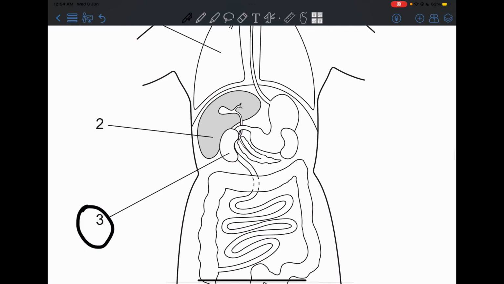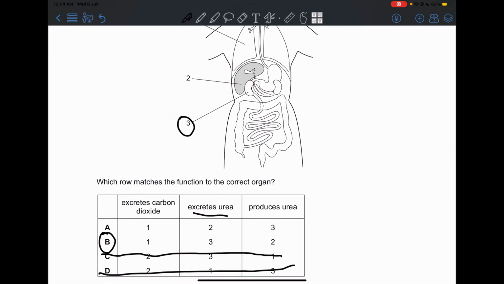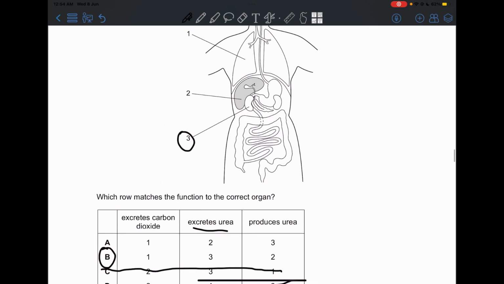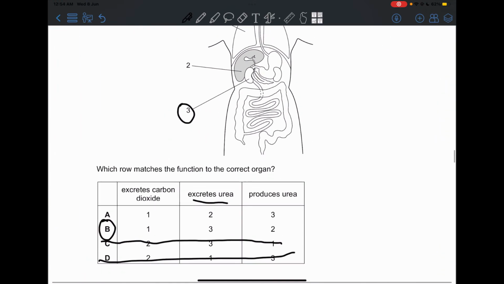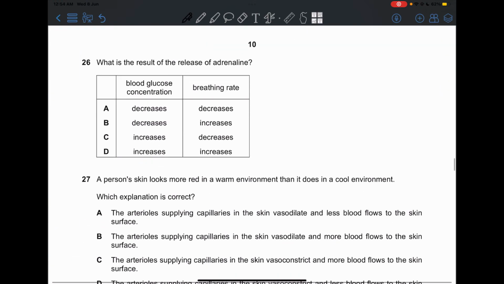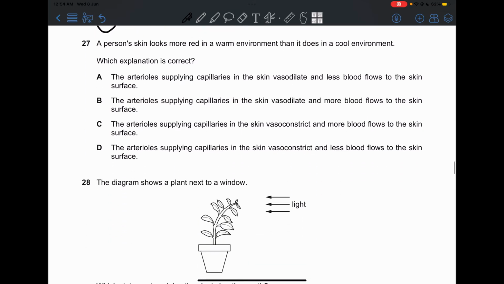Number 3. Now let's check produces urea. Is it correct or not? Production of the urea is done in the liver. So the liver over here is labeled 2, so that is also correct. 26. What is the result of the release of adrenaline? Now we know adrenaline will actually increase the blood glucose concentration and the breathing rate. So D is going to be our answer.